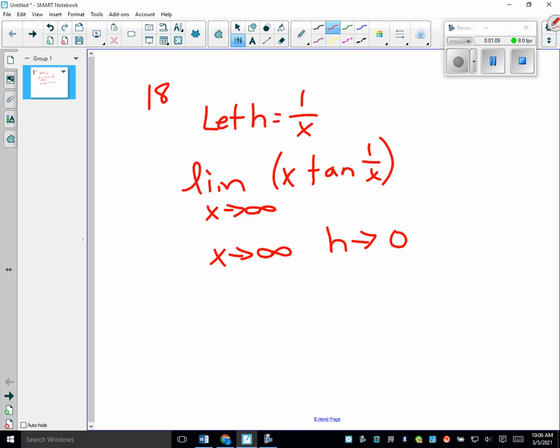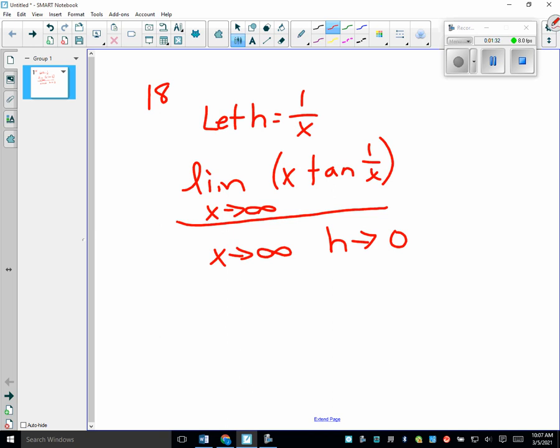But why? Where did we get 1 over x? Did you just make that up? Because 1 over x, from that. So, do you agree with that? I agree with it. So if I have this, I'm going to rewrite it in terms of h.